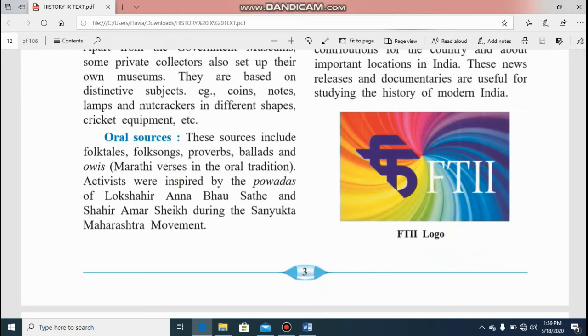Similarly, during the Maratha period, the Battle of Panipat was fought. Many poems and songs were composed on this subject. Thus, today we learn about these events through them. Activists were inspired by the povadas of Lok Shahir Annabhau Sathe and Shahir Amar Sheikh during the Samyukta Maharashtra movement.